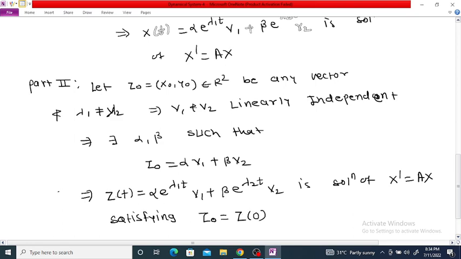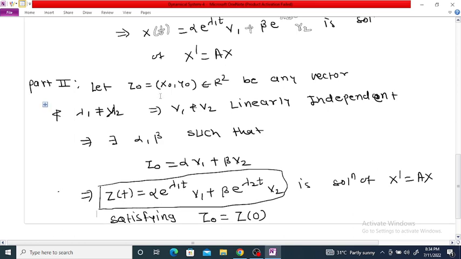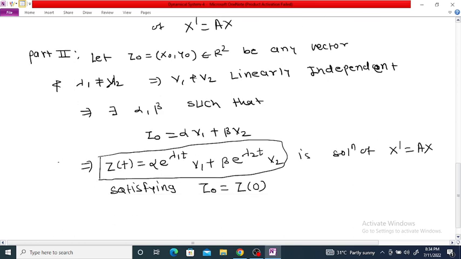Okay, what is this? This is the solution satisfying the condition Z0 is equal to (x0, y0). That is, if we put t equal to 0 here, this is nothing but this equation we obtain. Just write e raised to, if we write again t equal to 0, you will get the same equation alpha v1 plus beta v2.